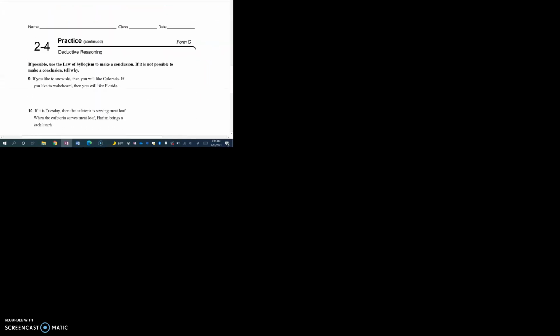And you have to explain why this isn't the law of syllogism. Kind of like I just did out loud. You can use your symbols. You can write a sentence like we did it on our notes. Either way. Let's go on to these ones down here now. Let's do number 13.